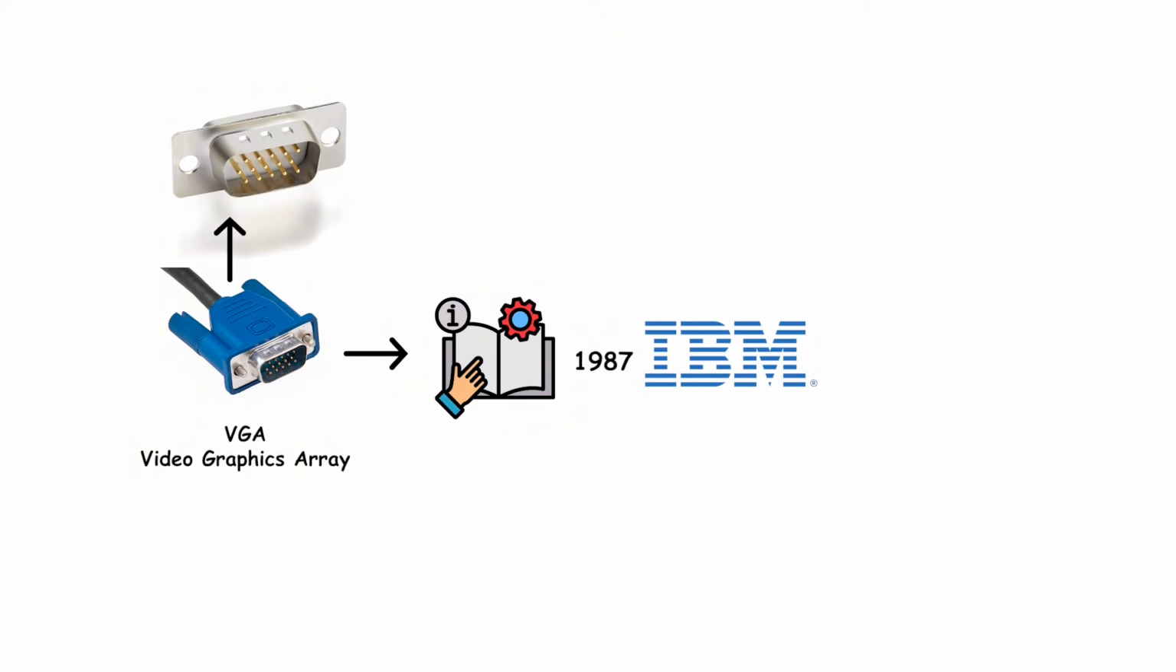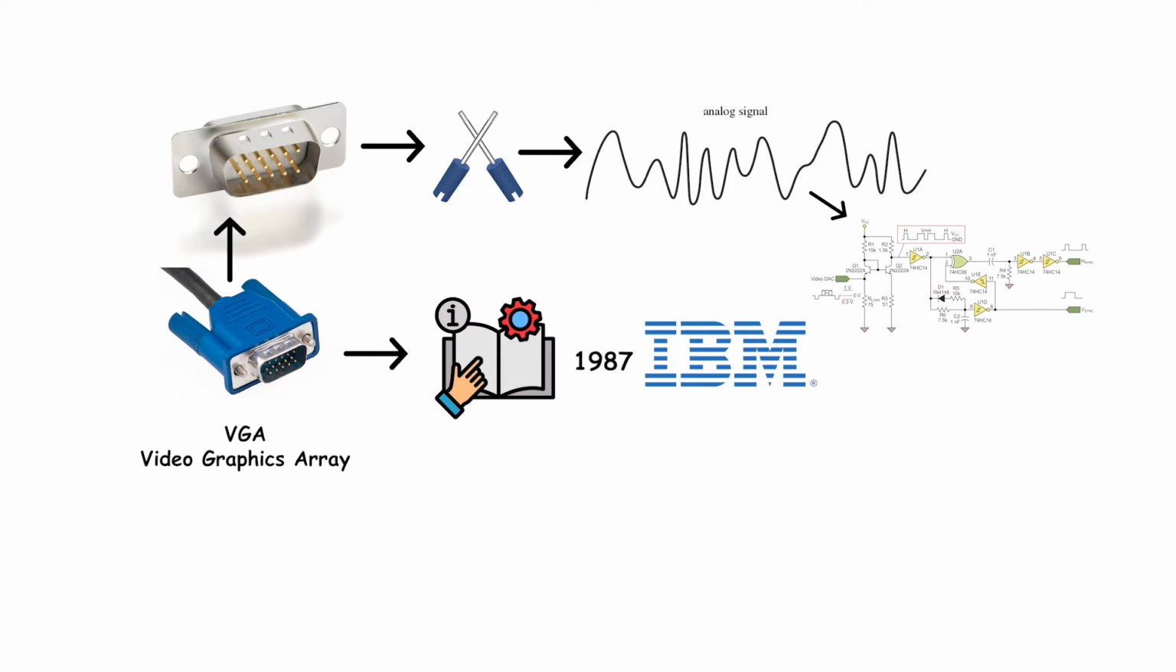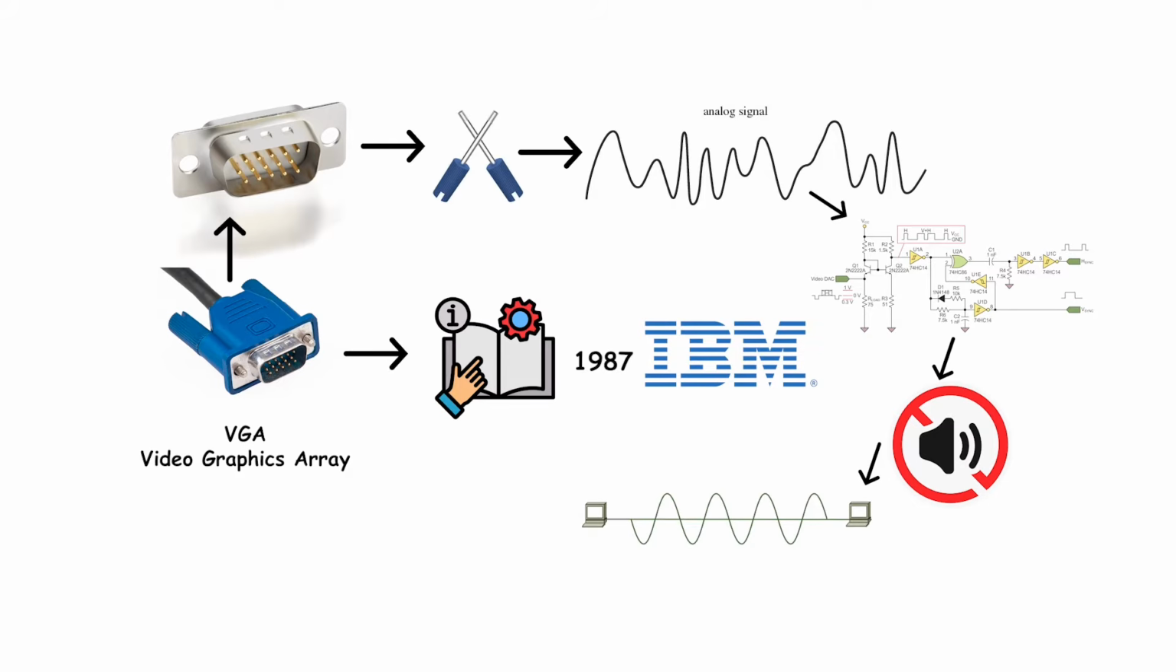VGA, Video Graphics Array, introduced in 1987 by IBM. It uses a 15-pin D-sub connector, usually with 2 thumb screws. The signal is analog RGB with separate H and V sync, and it carries no audio. Because it's analog, image sharpness drops as resolution or cable length increases. High-res text can look soft compared to digital links.